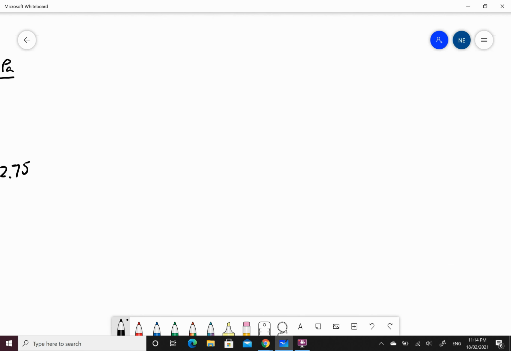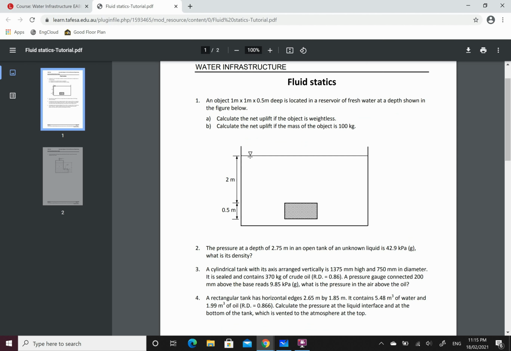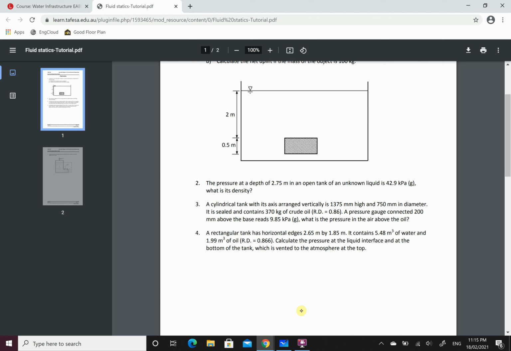Question 3. Oh, I might have to start erasing these in a minute. Alright, we can come up. It's question 3. Let's go to the question. So we've got a cylindrical tank. It is 1375 high, 750 in diameter. It's sealed. We've got a bit of crude oil in it. We've got a pressure gauge connected 200 ml above the base with a reading on it. What is the pressure in the air above it?